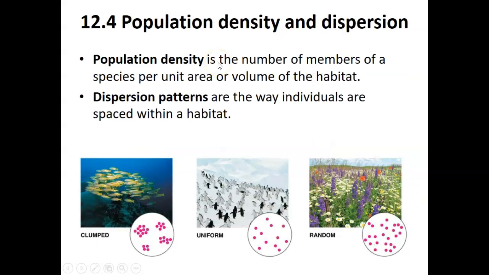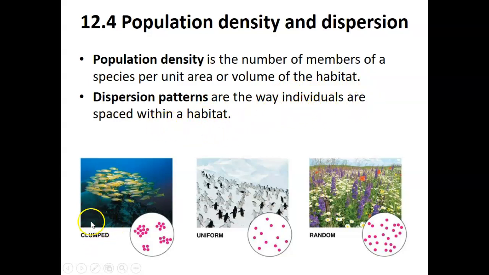When we look at a population, we need to take population density and dispersion into consideration. Population density is the number of members of a species per unit area or volume of the habitat. Dispersion patterns are the way individuals are spaced within a habitat.